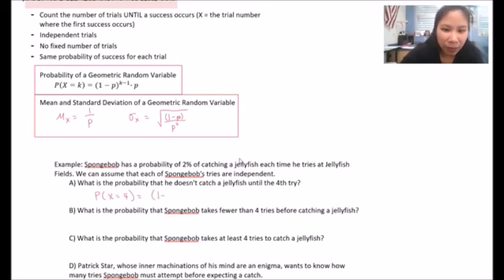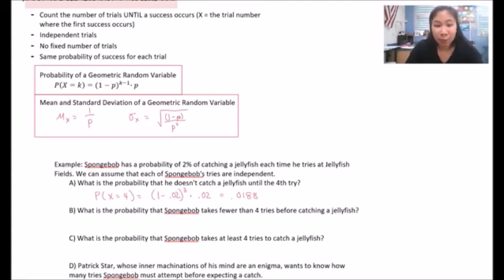That means 1 minus 0.02, or the probability of failure, raised to the 3rd power, because 4 minus 1, and then times our probability of success of 0.02. When we do that, we get a 1.88% chance of catching a jellyfish on the 4th try.